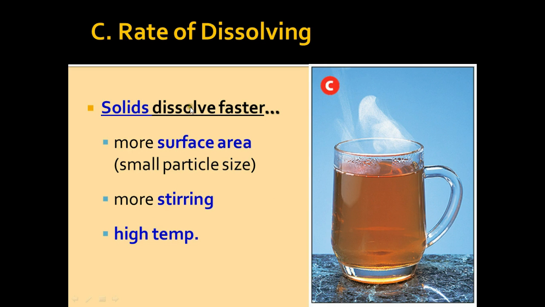And so notice how this sounds just like kinetic molecular theory or reactions. Remember, reactions react faster when there's more surface area, more stirring, or higher temperature. And just think of collisions. So same thing in dissolving. Collisions have to happen between solute and solvent. And so if we have more collisions, we will have more dissolving, or dissolving will happen faster. But this only happens with solids.